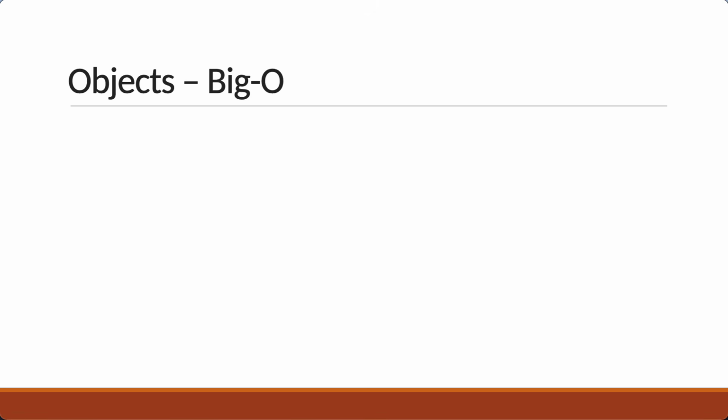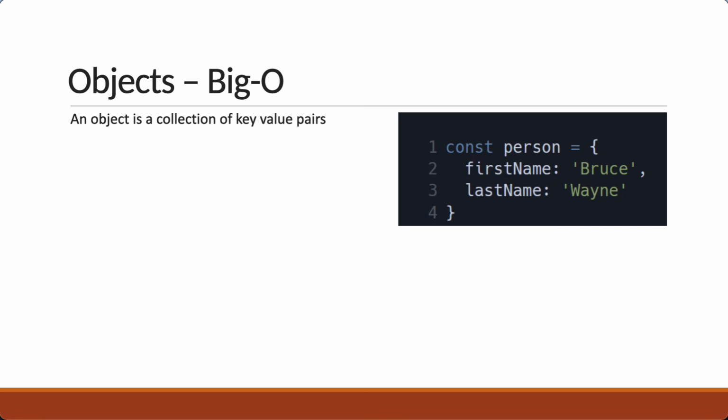In this video, let's quickly take a look at big O time complexity of objects, arrays, and their methods. I am going to assume you're familiar with objects and arrays in JavaScript. Let's start with objects. An object is a collection of key-value pairs.